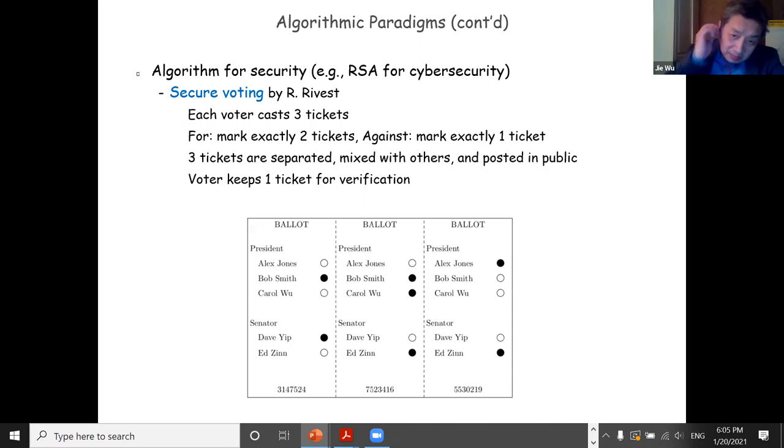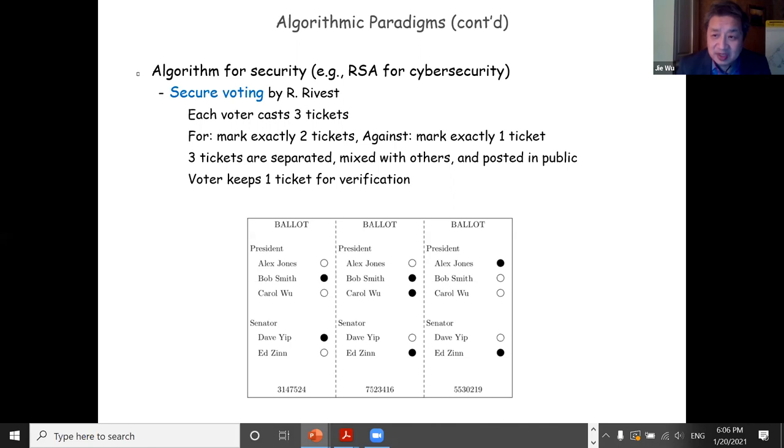What he proposed, obviously there's some defect, but everyone votes on three ballots, right? Imagine you have a president election with three candidates. If you like a particular person, for example Biden, you circle two tickets. If you don't want to vote for someone, you circle one. So it's very important: you either select two or you select one. You cannot select three or zero. If so, that ballot is not valid.